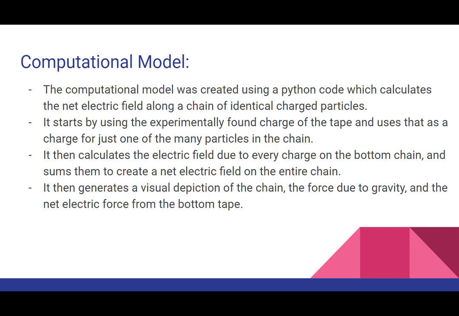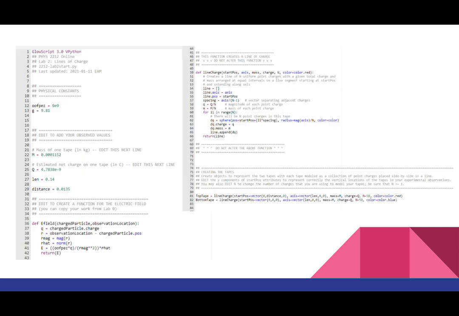Computational model. The computational model was created using Python code which calculates the net electric field along a chain of identically charged particles. It starts by using the experimentally found charge of the tape and uses that as the charge for just one of the many particles on the chain. It then calculates the electric field due to every charge on the bottom chain and sums them up to create a net electric field for the entire chain. It then generates a visual depiction of the chains, the force due to gravity, and the net electric force from the bottom tape.